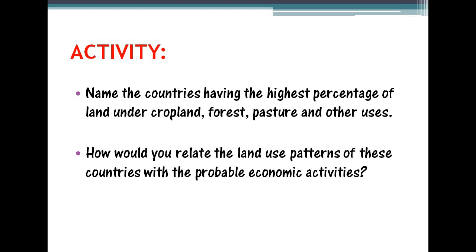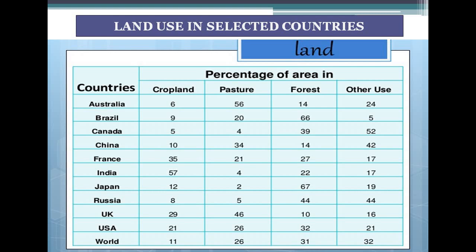Secondly, you have to relate the land use patterns of these countries with the probable economic activities. It means that with the help of the table, you have to find out which type of economic activities are more prevalent in a particular country. Like, suppose I give the example of Australia, what do you think? Which type of economic activities are more prevalent? As you can see, the higher percentage is pasture, that is 56%.